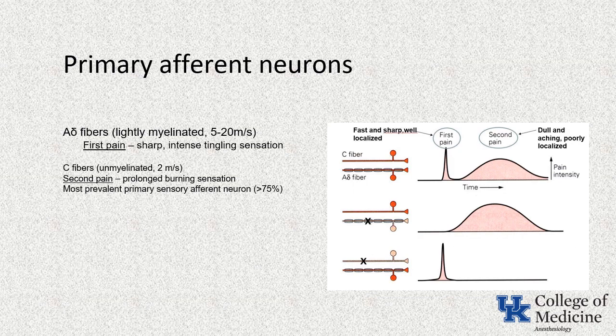So the function of this, if you look at the graph on the right of the screen, we have both A delta fibers and C fibers. So if you stub your toe, we all know what that feels like. You get this first very sharp, intense pain that reaches our brain quickly, and we know what we have just done. So this is the signal.